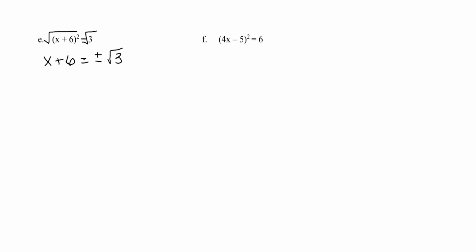Now I'm solving just for x, so I need to isolate it. To finish it off, I'm going to subtract 6 from both sides. And my final answer will be negative 6 plus or minus the square root of 3.